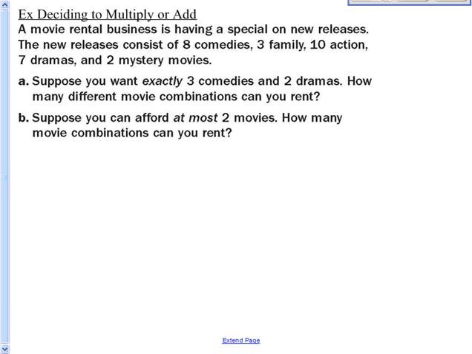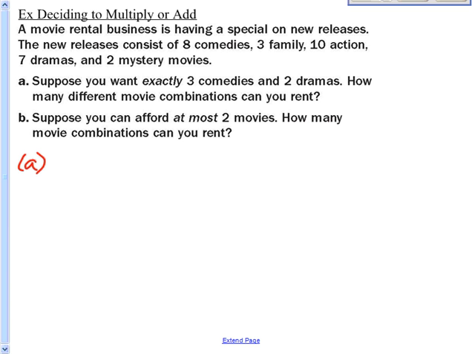You got these new releases. You have 8 comedies, 3 families, 10 action, 7 dramas, 2 mysteries. All right, part A. Suppose you want exactly 3 comedies and 2 dramas. How many different movie combinations can you rent?